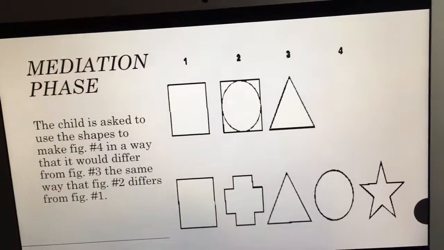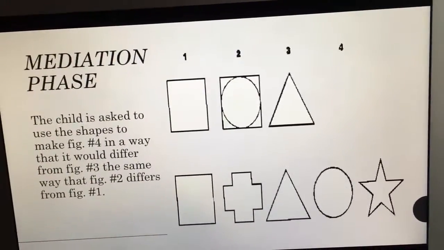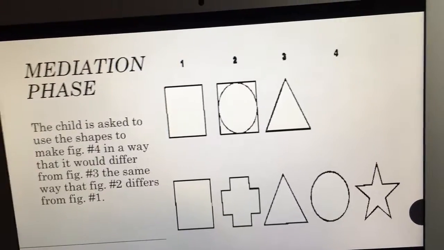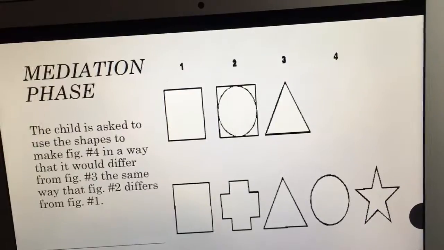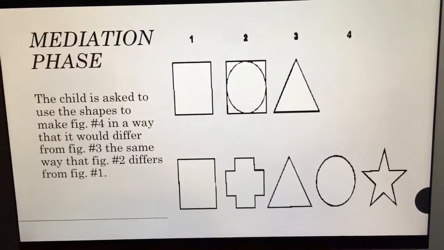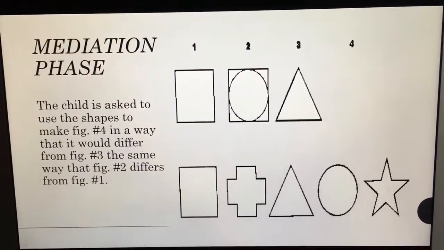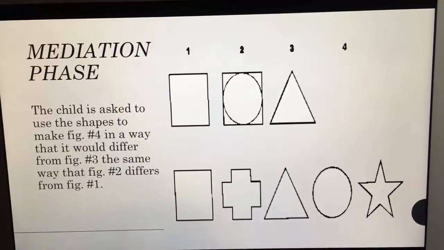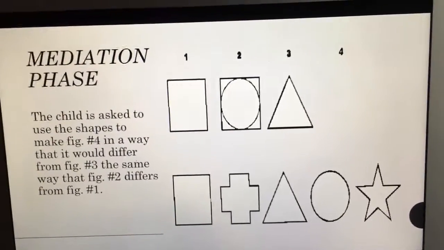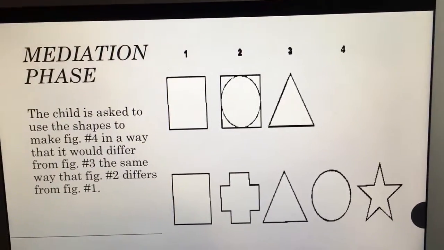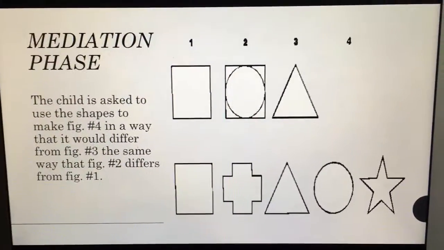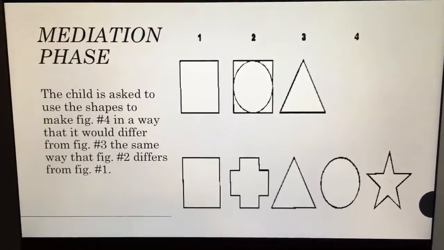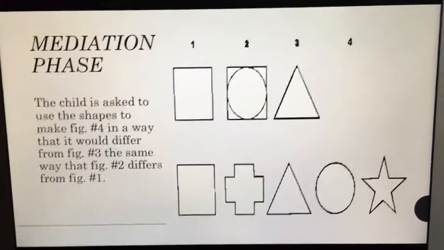Now let's use these shapes to make the fourth piece so that it will differ from piece number 3, the same way that piece number 2 differs from piece number 1. Correct. Piece number 4 should be a triangle with a circle. A triangle with a circle differs from piece number 3 the same way that piece number 2 differs from piece number 1, which is a circle.